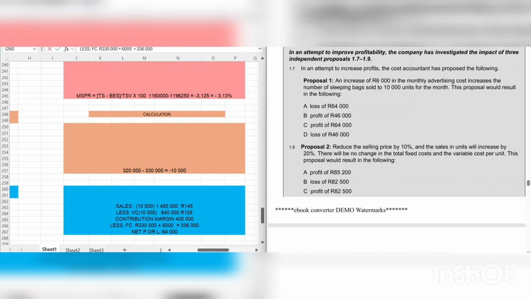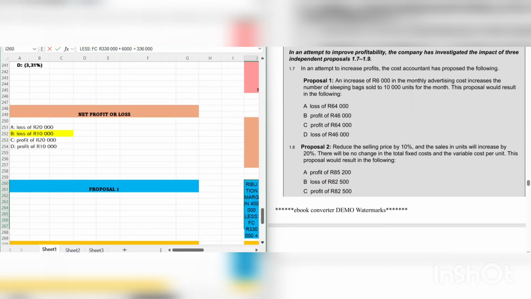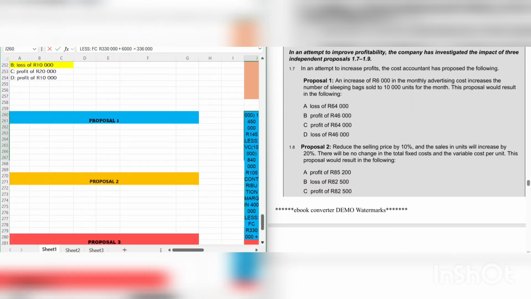The second proposal, it tells you here for proposal number 2, to reduce the selling price by 10% and the sales in units will increase by 20%, and there's no change in total fixed cost and variable cost per unit. Okay, so this is what we're going to do.